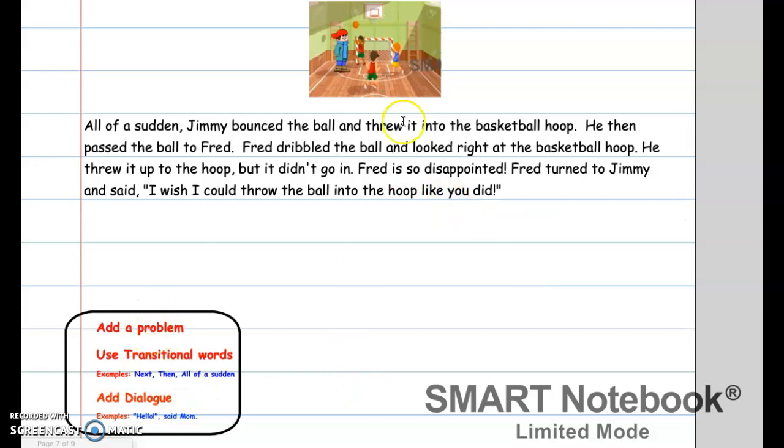We have our problem. He can't throw it in the hoop. We have our transitional word, all of a sudden. And we added some dialogue right here. And we set it up good too. We put the comma, the quotation, I wish I could throw the ball into the hoop like you did. Okay, I think that sounds really good.